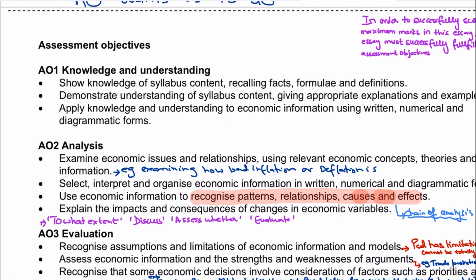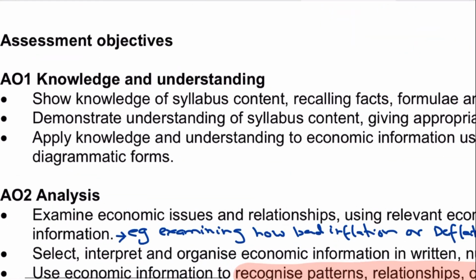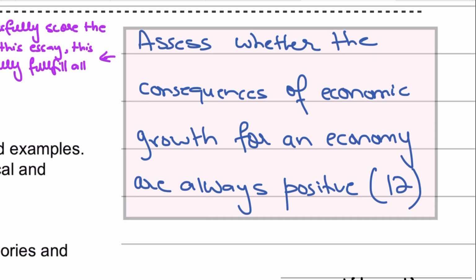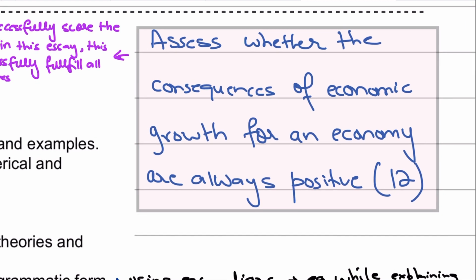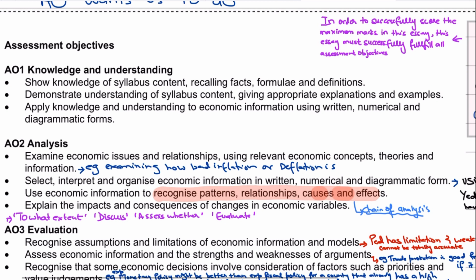Remember that when you're talking about knowledge and understanding, it will be on the narrative and on the subject matter of the question. The subject matter of the question is economic growth. The question has been asked from economic growth, and the narrative is whether it is positive or negative. If you look at this question, it says assess whether consequences of economic growth for an economy is always positive. Obviously, this is a question coming from economic growth, so you need to provide knowledge and understanding on economic growth here, because the consequences of economic growth being positive will form part of analysis.